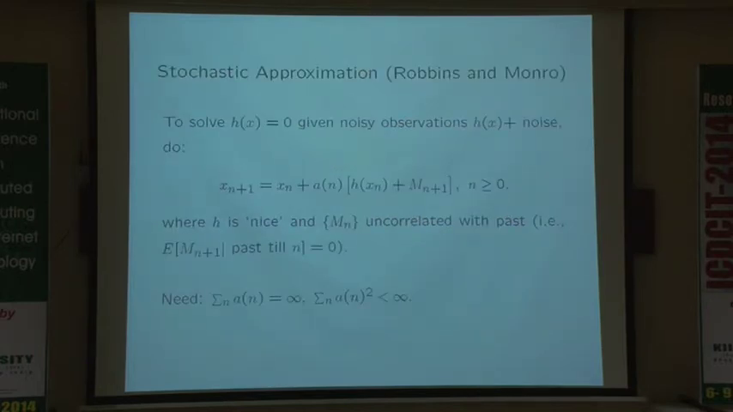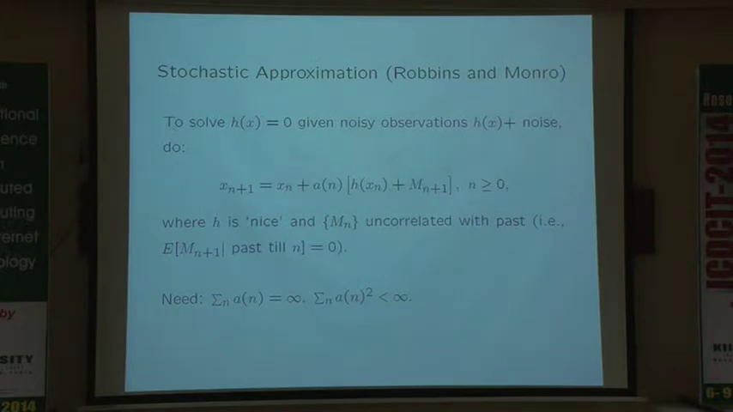This is due to Herbert Robbins and his student J.P. Monro, and goes back to 1951. These are statisticians. The idea was that they want to solve the equation h(x) equal to 0 given some noisy observation. So think of a black box: you give input x, and it spits out h(x) plus noise. What they did was to make it recursive, so they iteratively try to solve this equation.